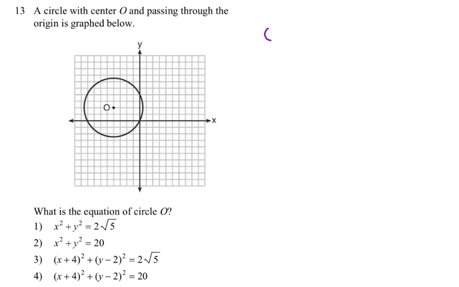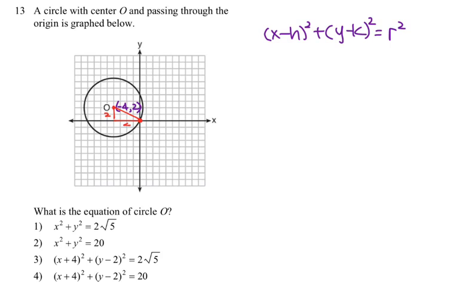Now, number 13, what do we realize? It's the equation of the circle. So, the equation of the circle goes (x minus h) squared plus (y minus k) squared equals r squared. Now, the center seems to be (negative 4, 2). And then that's the radius, which we just drew, coming from the origin.